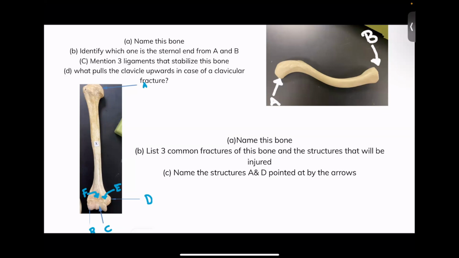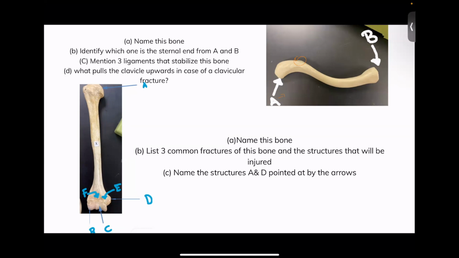That's the clavicle. Now, B, which one is the sternal end, and which one is the acromion end? I told you guys the identification feature. At A, you can see this conoid process. So that's definitely A is the acromial end, and B would be the sternal part of it, the one which attaches to the sternum.